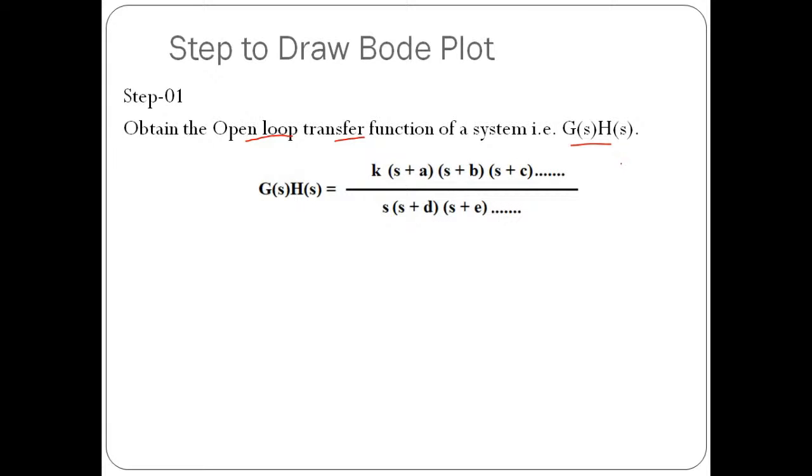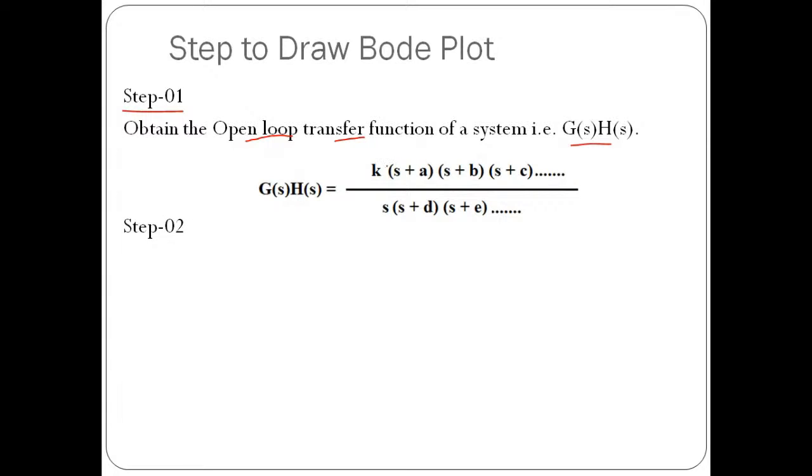Now let us consider that we have a general representation for the open loop transfer function. It will be like G(s)H(s) equals K times (s plus a)(s plus b)(s plus c), and so on, whole divided by s times (s plus d)(s plus e), and so on. So step number one is to obtain the open loop transfer function for the system whose Bode plot we need to draw.